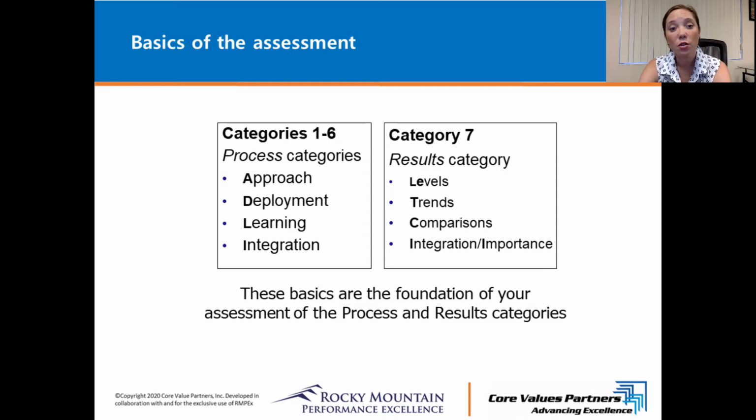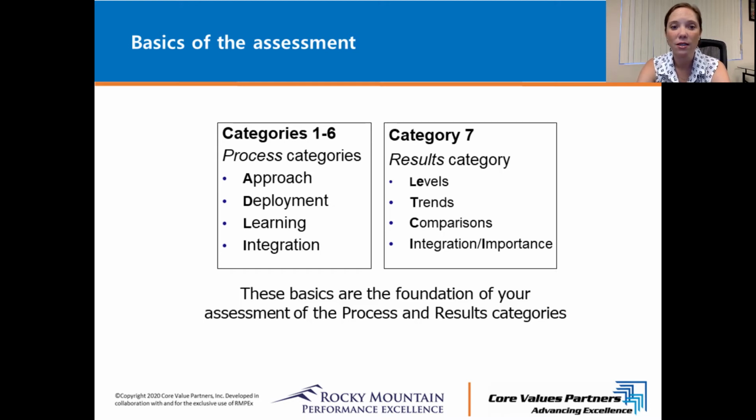For instance, do the key organizational performance measures described in Category 4, Measurement, Analysis, and Knowledge Management, align with the strategic objectives and goals described in Category 2, Strategy? For Category 7, Results, you'll be looking for the following.